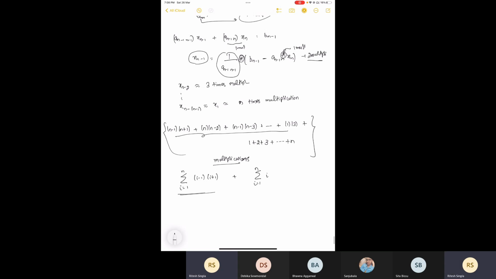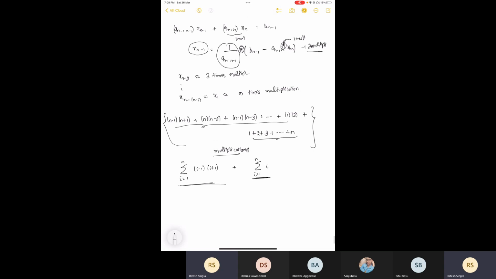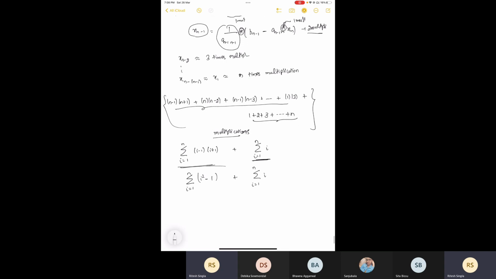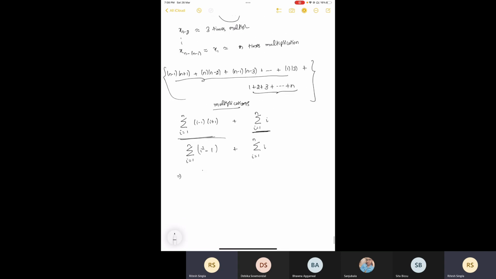This thing is nothing but this. This thing is nothing but this. And you can solve it now. Summation i running from 1 to n of (i square minus 1) plus summation i running from 1 to n of i. So it is nothing but summation i running from 1 to n of i square, minus summation i running from 1 to n of 1, which is nothing but n, plus summation i running from 1 to n of i.